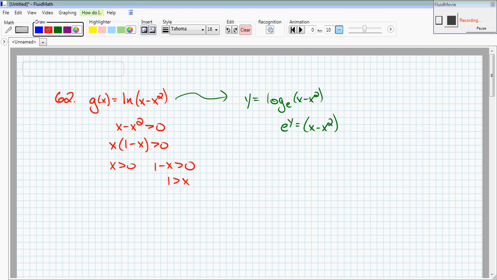So, from this, what I see is that x has to be greater than 0 and it has to be less than 1. So, my domain then is 0 to 1, not including 0 and not including 1. So that's the domain for question 62.